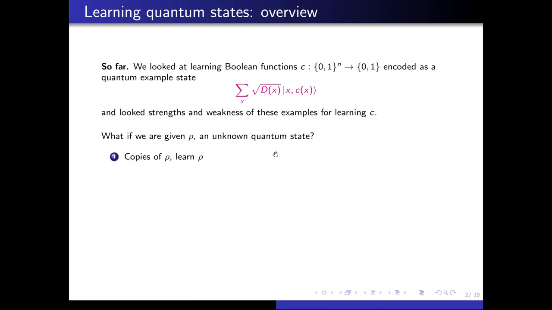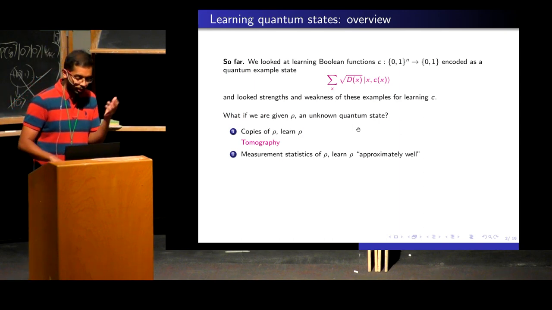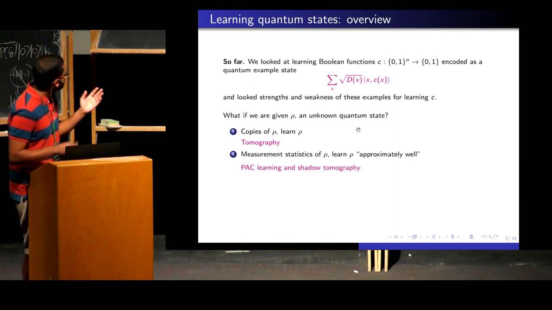First, you could think of it as: I'm just given copies of rho, learn rho. Somebody just keeps giving me copies of rho, and the goal is to learn rho. This is called tomography. Then say somebody prepares a rho, performs some measurement on it, and gives me just the measurement statistics. That's another form of learning, called shadow tomography. Or let's say I'm given copies of rho, but I want to learn rho only approximately well. This is called PAC learning.